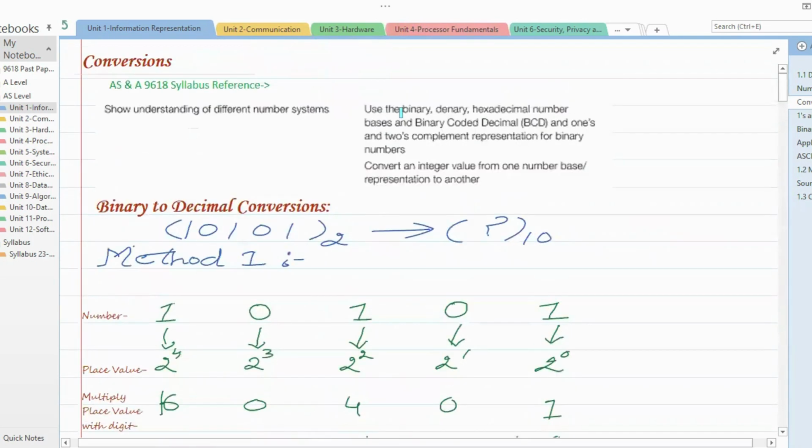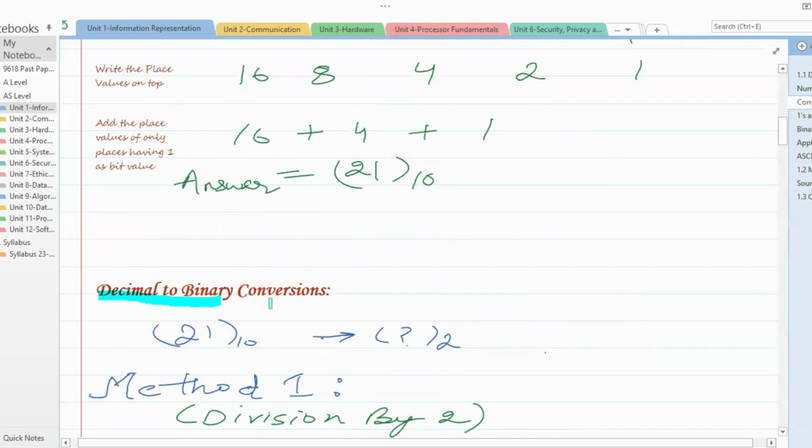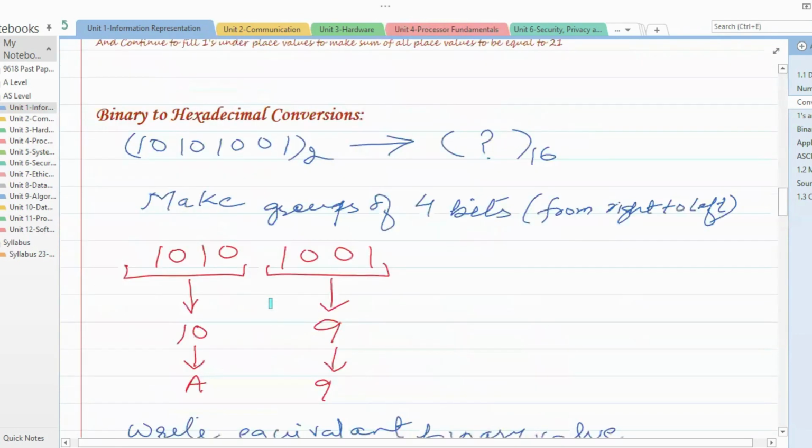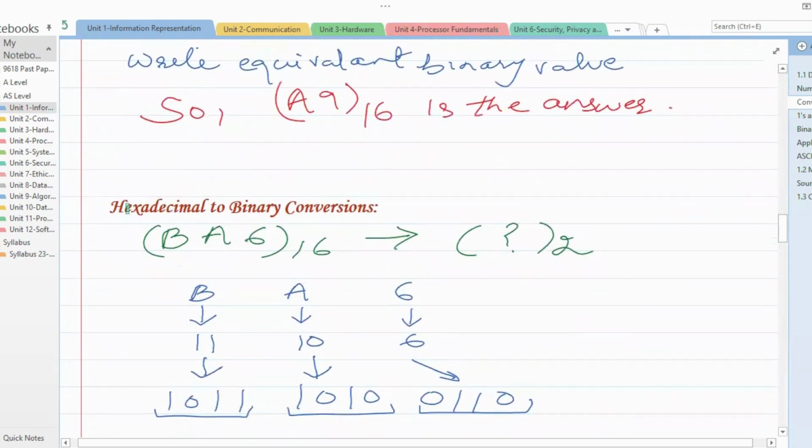Now, to give you a syllabus reference, it is mentioned in your syllabus: convert an integer value from one number base representation to another. And the number systems mentioned are binary, denary, and hexadecimal. So till now, you have learned how to convert decimal to binary, binary to hexadecimal, right? This we have learned in previous videos, and also hexa to binary we have covered.